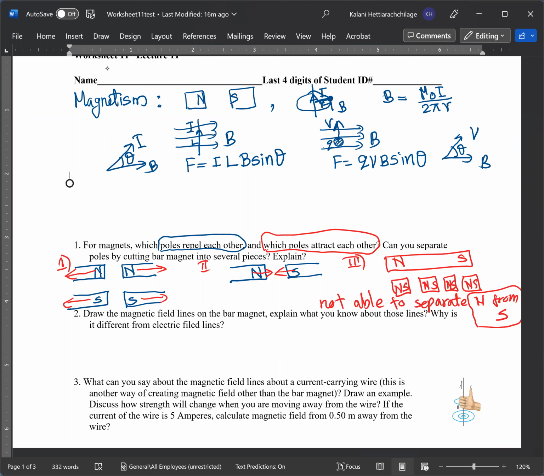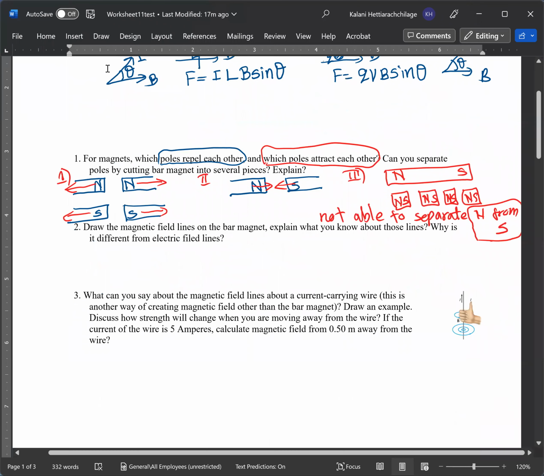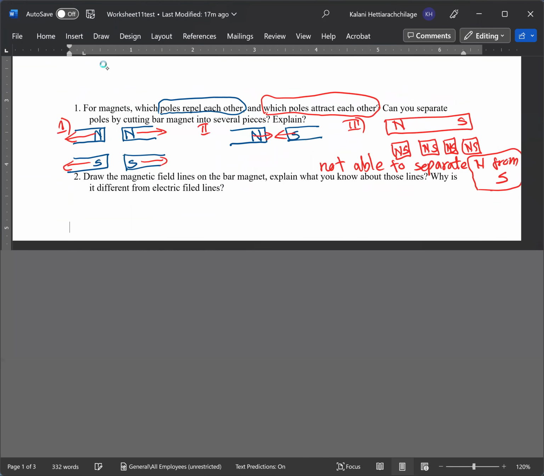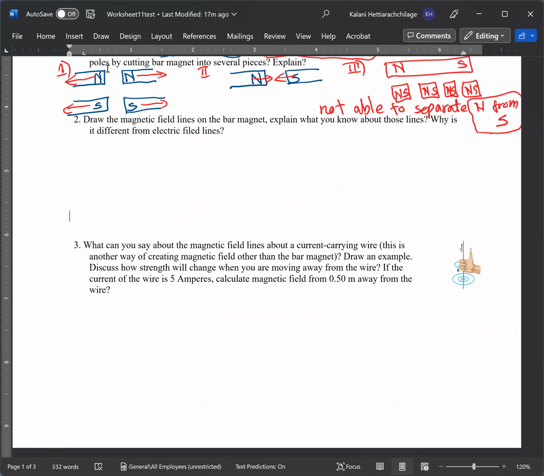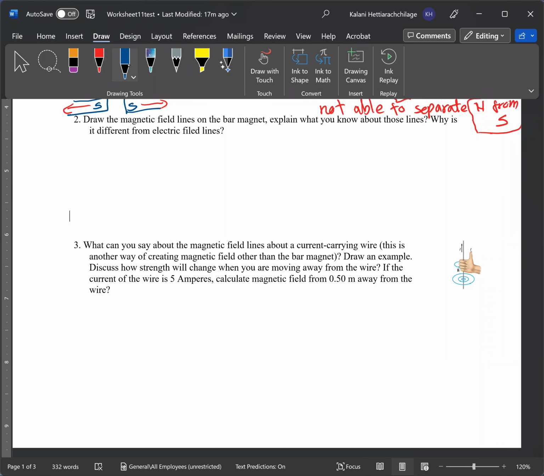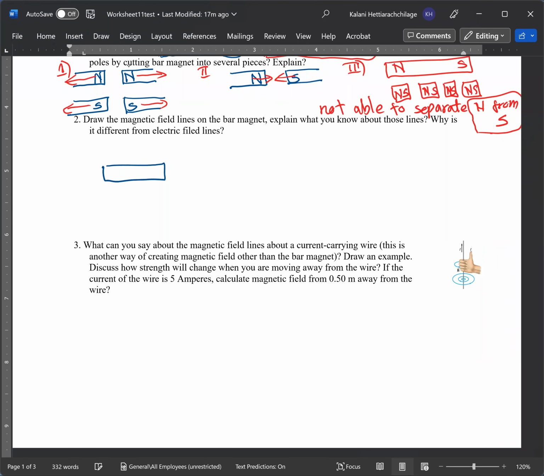Okay. And number 2, draw magnetic field lines on the bar magnet. Explain what you know about those lines, and why they are different from electric field lines. Okay. Let me take a little more spacing here. Okay, so now, as I explained in the lecture part, if you have a magnet with north and south, the magnetic field lines are always circular, right?